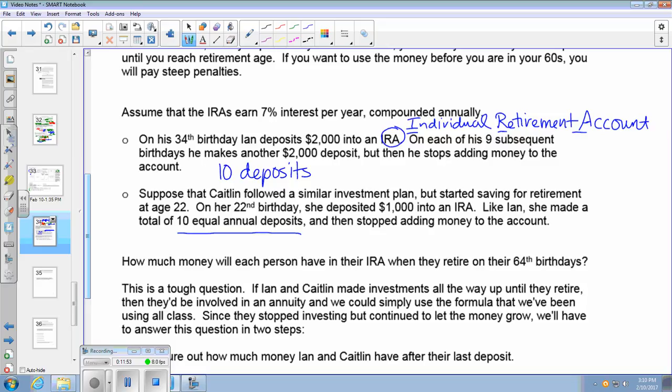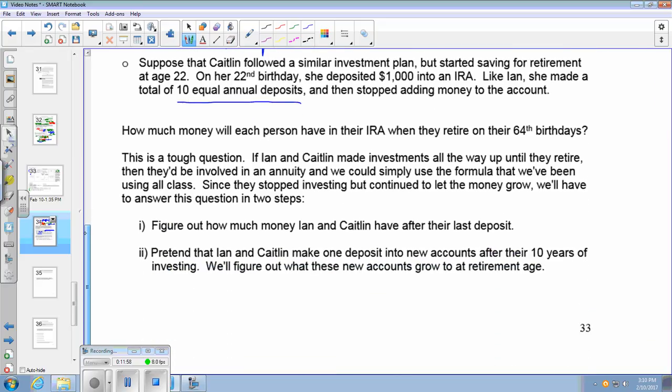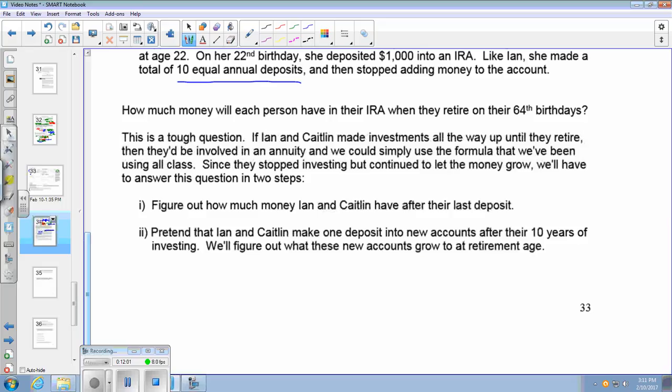Okay, so the question is, how much money is each person going to have in their IRA when they retire on their 64th birthdays? So this is a tough question. If Ian and Caitlin made investments all the way up until they retire, then they'd be involved in an annuity, and we could simply use the formula that we've been using all class. Since they stopped investing but continue to let the money grow, we'll have to answer this question in 2 steps.